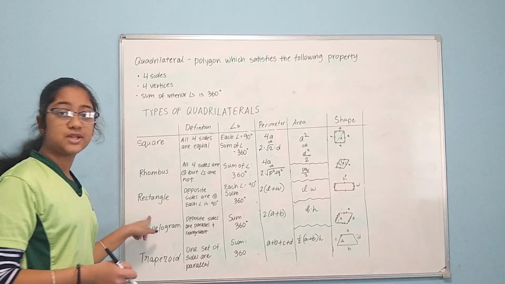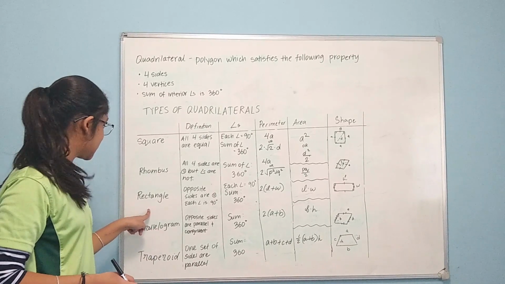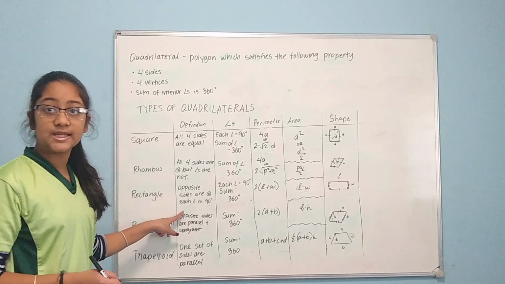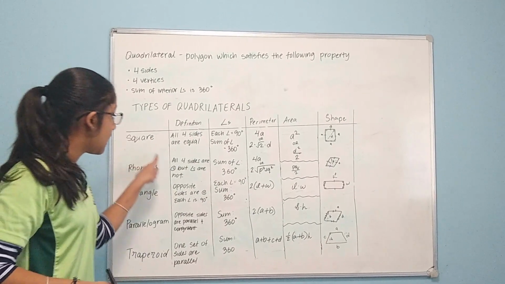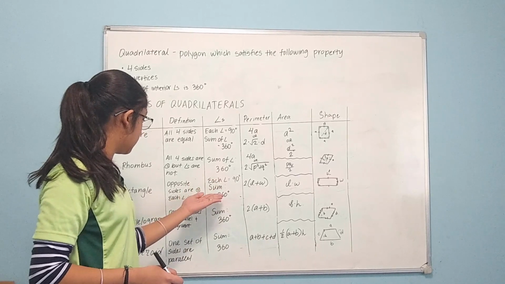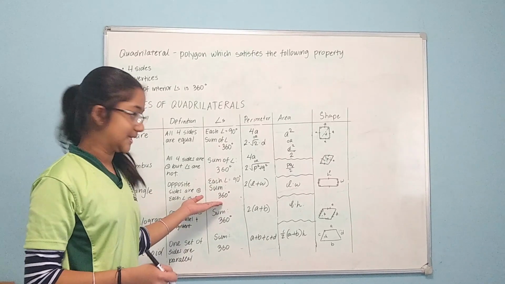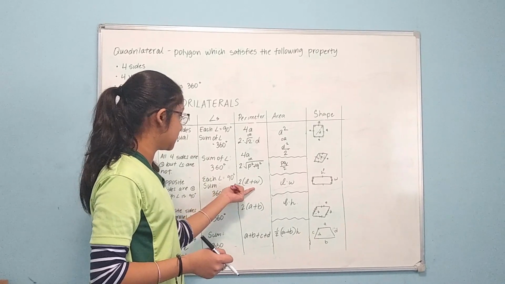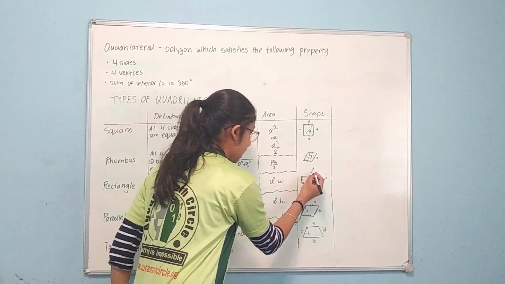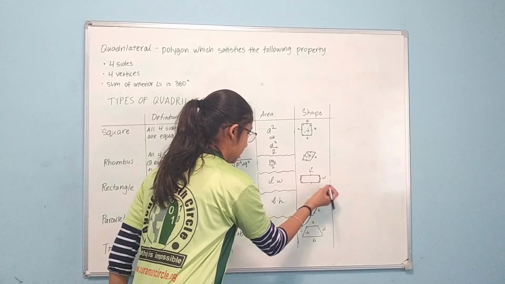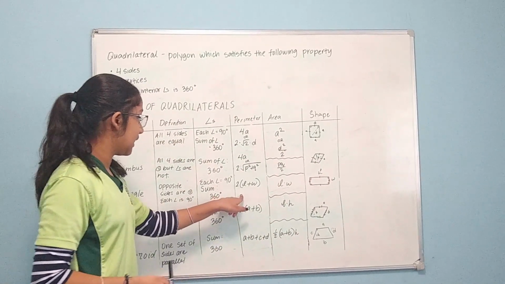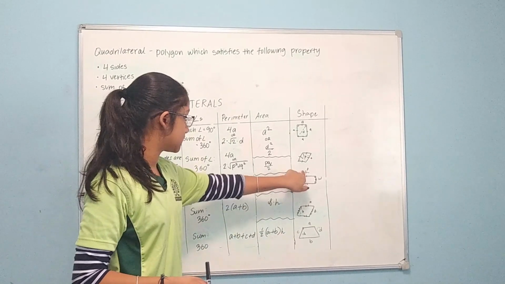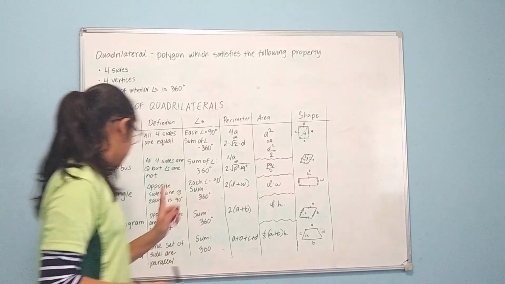Now moving on to another type of quadrilateral, which is a rectangle. And the opposite sides are equal, and each angle is also 90 degrees, just like a square. And we know that each angle is equal to 90 degrees, and the sum is 360 degrees. And the perimeter of a rectangle is 2 times length plus width, where length would be the longer side and width would be the shorter side. And area is length times width, so it's this side multiplied by this side once.